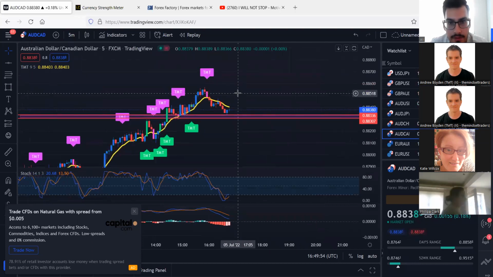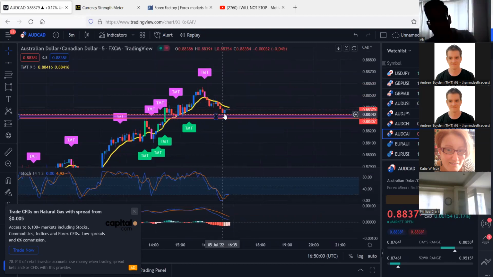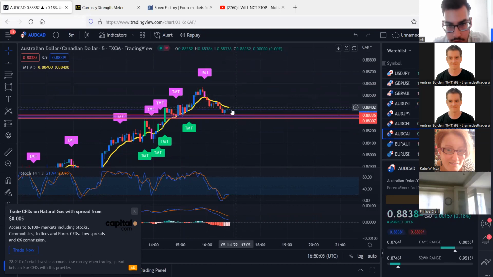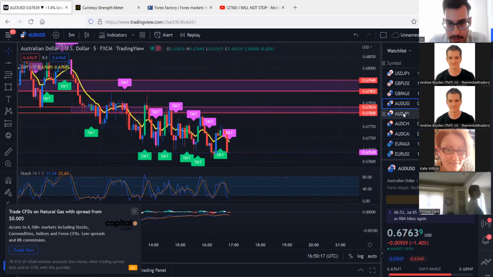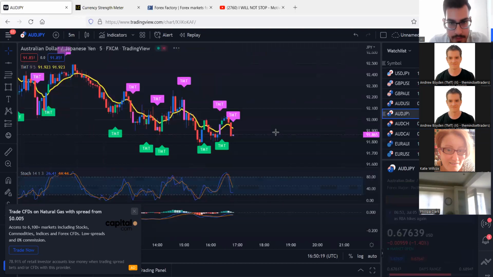AUDCAD is bullish at the moment because remember, it touched my area. The weak point of the candle touched it, and I was going on the uptrend. So if you guys took that trade, you could have won this one by a couple of points. But other than that, as I said, AUDUSD is not there.